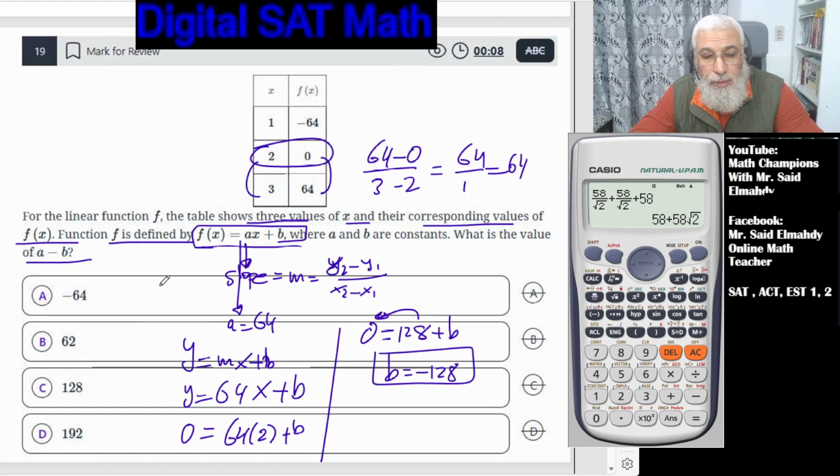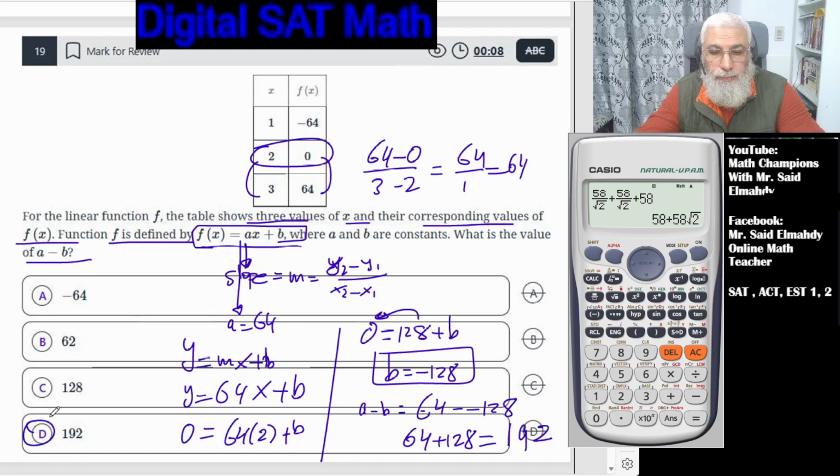It is asking for a minus b. A minus b is equal to a, which is 64, minus b, which is negative 128. So 64 plus 128 is 192.